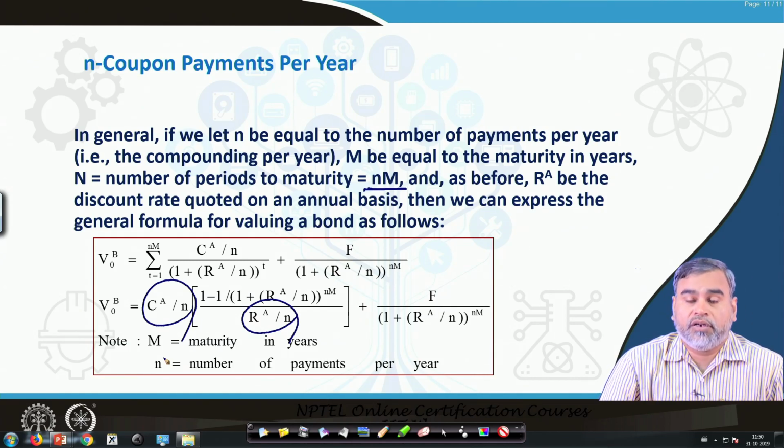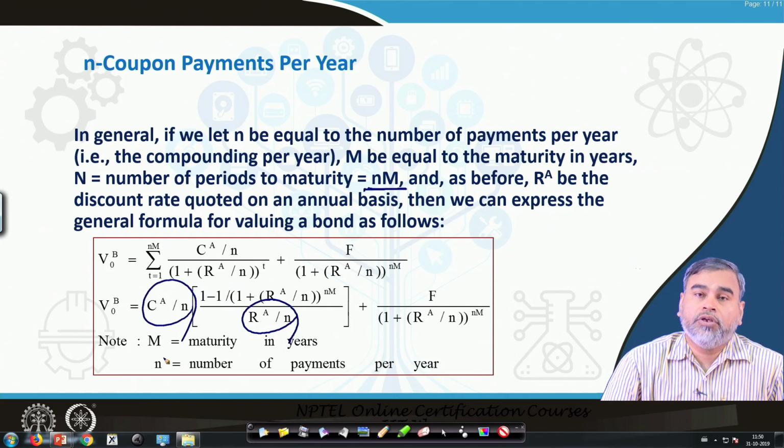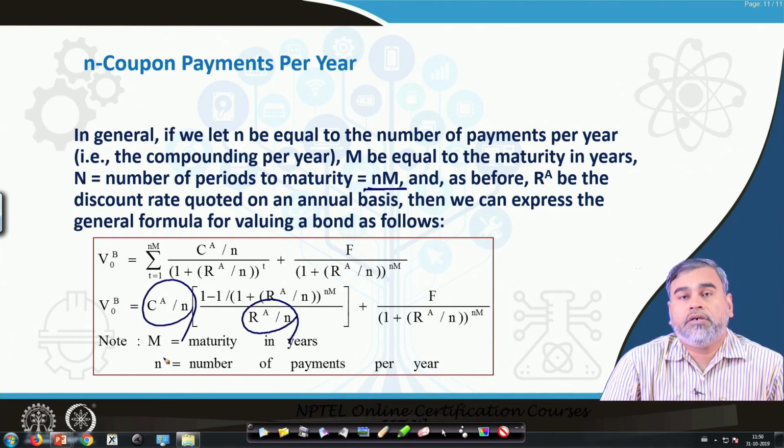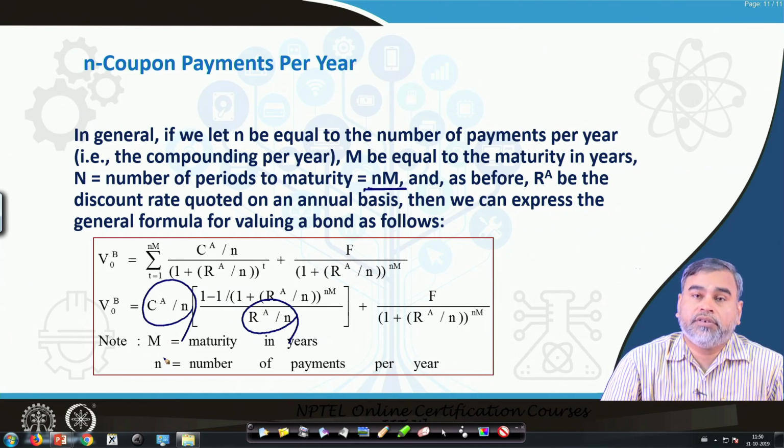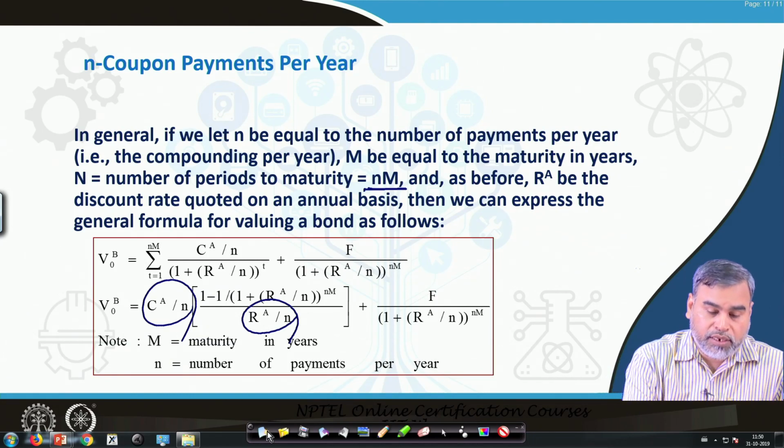If the coupon is paid quarterly, then you can use n equal to 4. If the coupon is paid monthly, then you make it CA by 12. So, like that, in this case the value of the bond can be calculated.